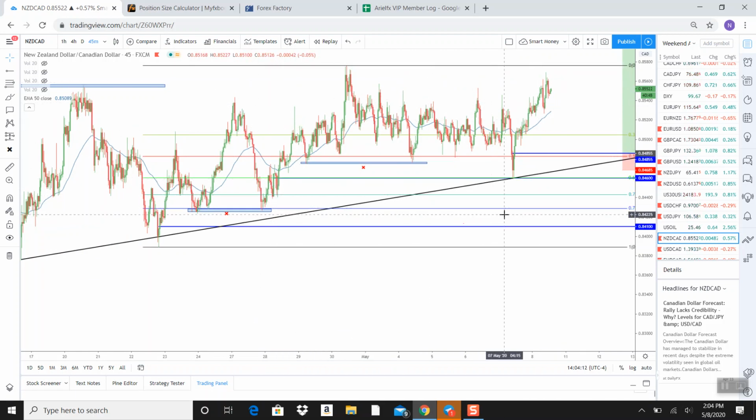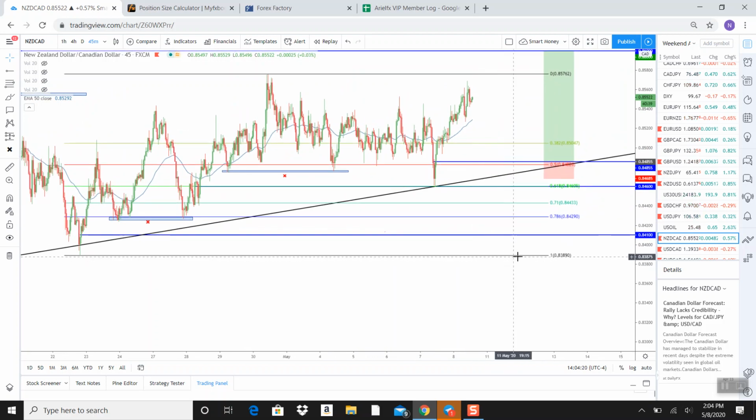So scale into these. Go on your chart and find these yourself and try to make sense of it if this does not make sense. So this is NZD CAD, and now I'm going to go on to Euro JPY, a trade that our members took. Our members took all of these trades earlier. This happened a few weeks ago.